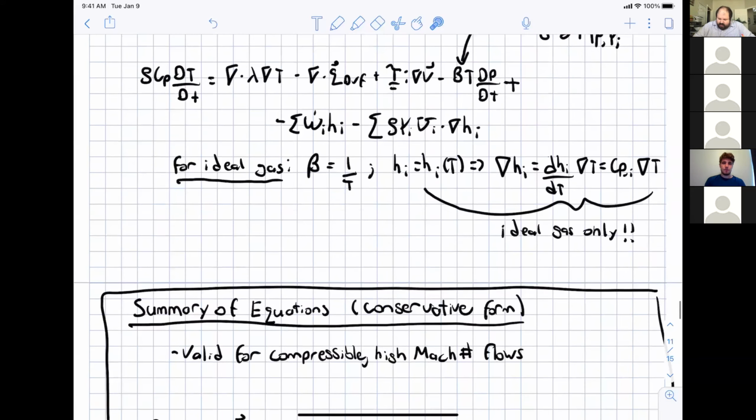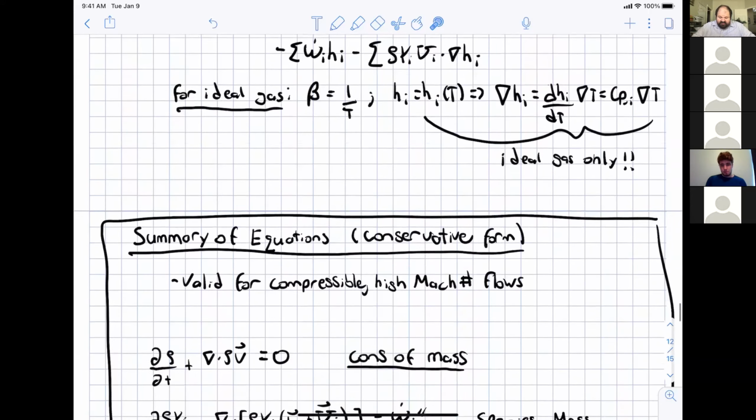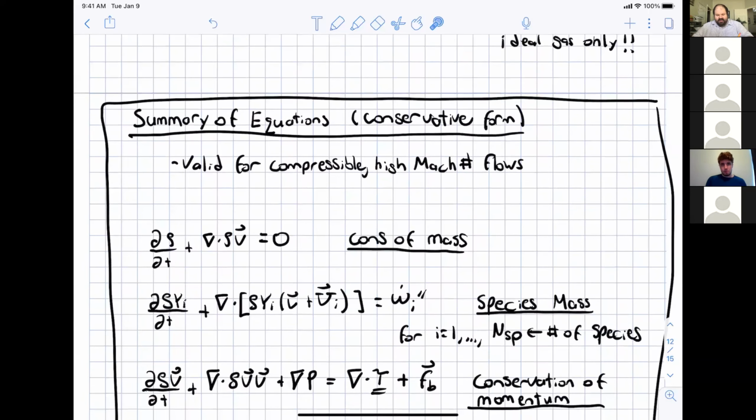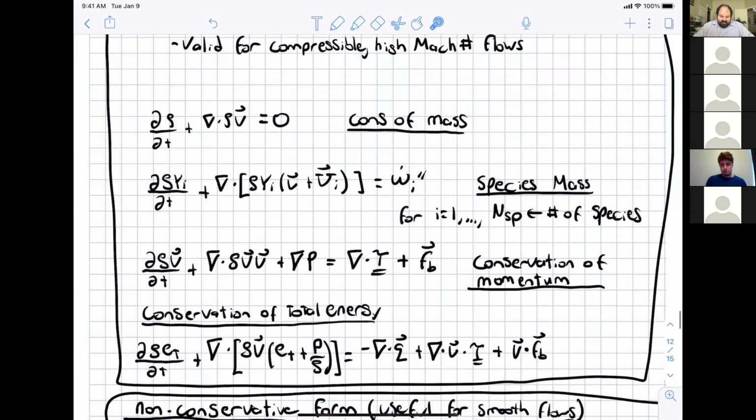Okay. So we've derived mass, momentum, species mass, and energy. There's a whole lot of equations, and really to get familiar with them, you just have to get experience, and that's part of what the homework is for. There are a lot of them, so I will summarize them right here. In conservative form, these are valid for basically any flow, but they are especially used for compressible high Mach number flows with shock waves and things like this.